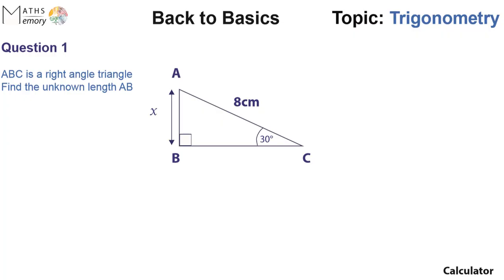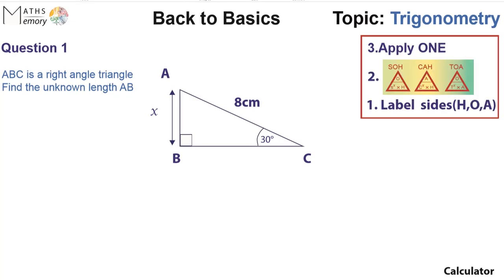Question 1, back to basics. Press pause, write this question down on trigonometry, find the length of x and press play when you have finished. So the question is asking is this: ABC is a right angled triangle, find the unknown length AB.